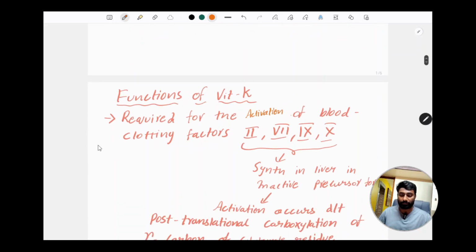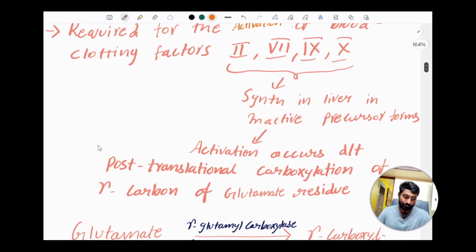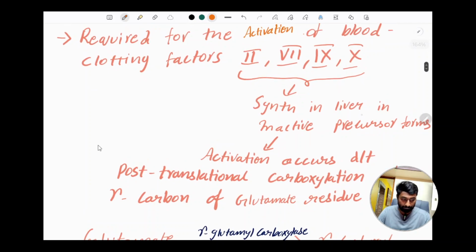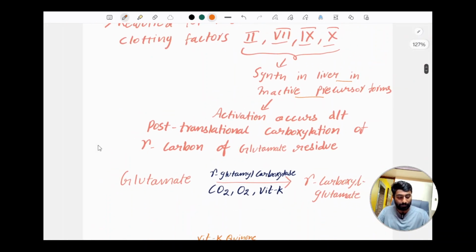If you see the functions of vitamin K, what is vitamin K doing? It is mainly activating the blood clotting factors 2, 7, 9, 10. Where are these synthesized, students? They are synthesized in the liver in inactive precursor forms. And what is vitamin K doing? Here, vitamin K is helping in their activation.